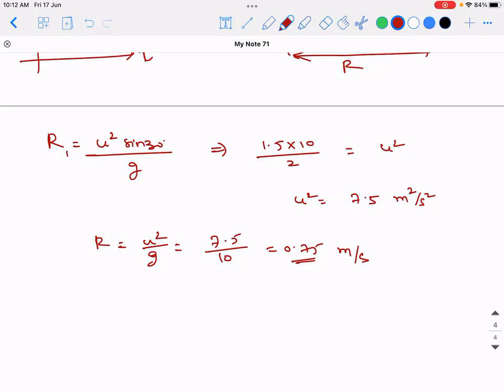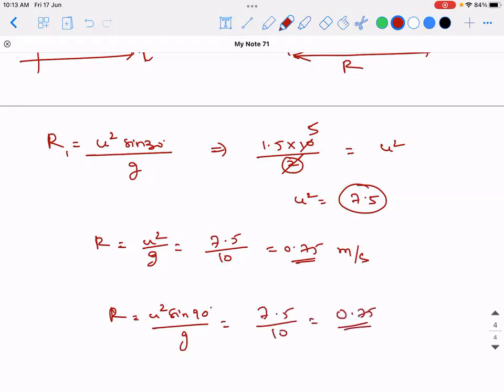Concentrate. So it's 1.5. Okay, it is in kilometer square per second square. Sine 30 is half. That's what I wrote, half. This and this will get cancelled. 1.5 into 5 is 7.5. So R is equal to U square, and maximum range is when the angle is 45 degrees. So when you project it at 45 degrees, you will get sine 90 by g. So 7.5 divided by g is 0.75. That's it.